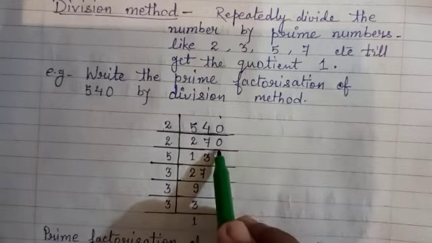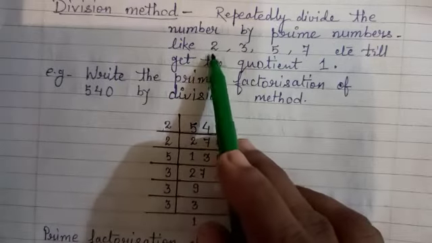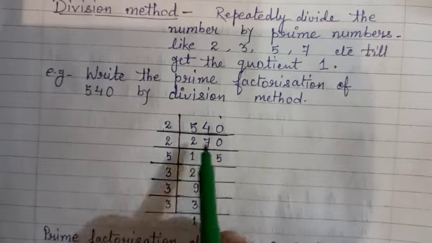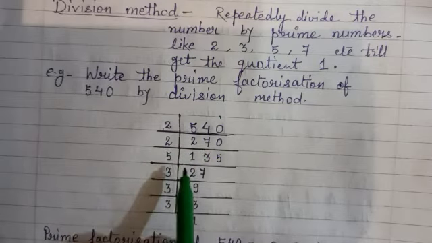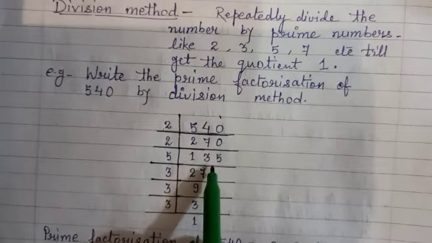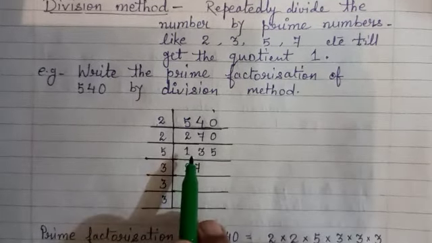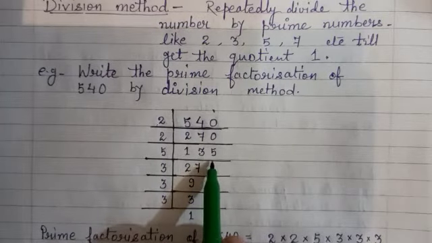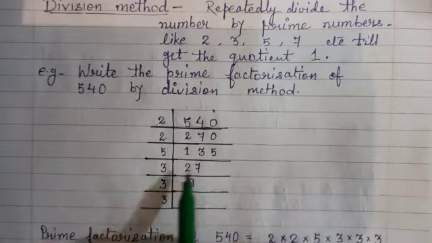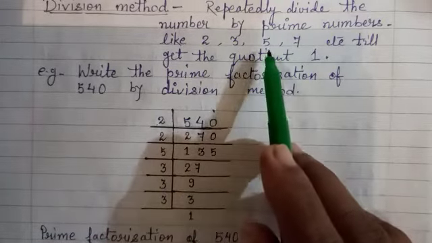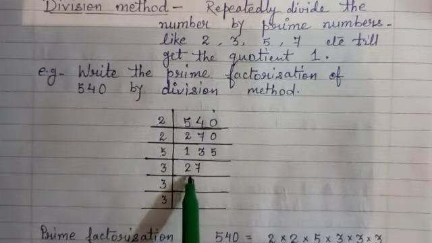Again we are getting an even number. So we will use this prime number 2 as the divisor. When we divide this 270 by 2, we will get the quotient 135. We will write this 135 at the bottom of this 270. As 135's last digit is 5, according to the rule of divisibility by 5, this number is divisible by the prime number 5. So we will divide it, and we will get the quotient 27.